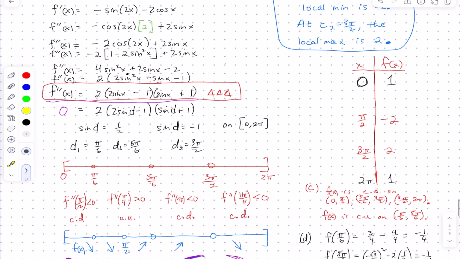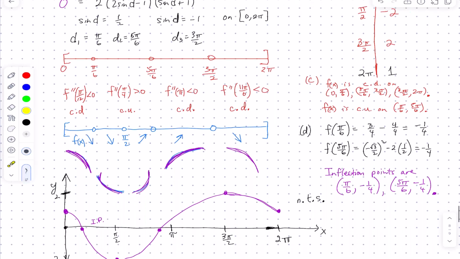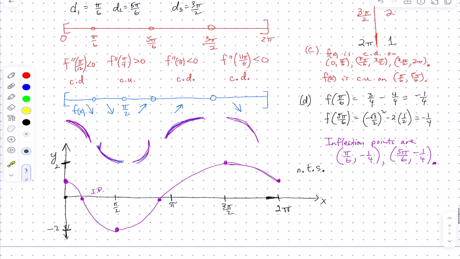And this will separate your number line. And your number line only consists from 0 to 2 pi. And so you have your x values here. Put them somewhere on a number line. It doesn't have to be perfectly to scale. But notice you have how many open intervals? You're going to have 4 open intervals in which you need to test the second derivative.